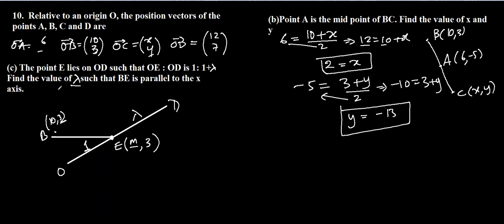Now what are they asking? Find the value of lambda. We know that the coordinates of O are 0, 0. The coordinates of D are 12, 7. And we know that E is dividing this line in the ratio of 1 to lambda, not 1 plus lambda, because it is OD they are talking about. So O is here and D is here. So 1 is taken already, so only lambda is left.